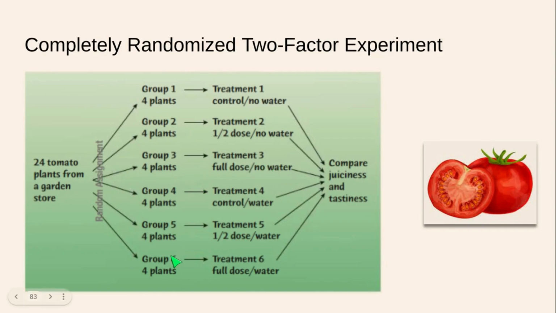And groups 4, 5, and 6 are the control, half dose, and full dose, but with us actually doing the watering. Okay, and then we take all 6 of these treatments and we compare. So we can see whether the control, half dose, or full dose are more effective with watering via nature or with watering via the watering pail or some other thing we could set up. I don't know. I'm not a farmer.